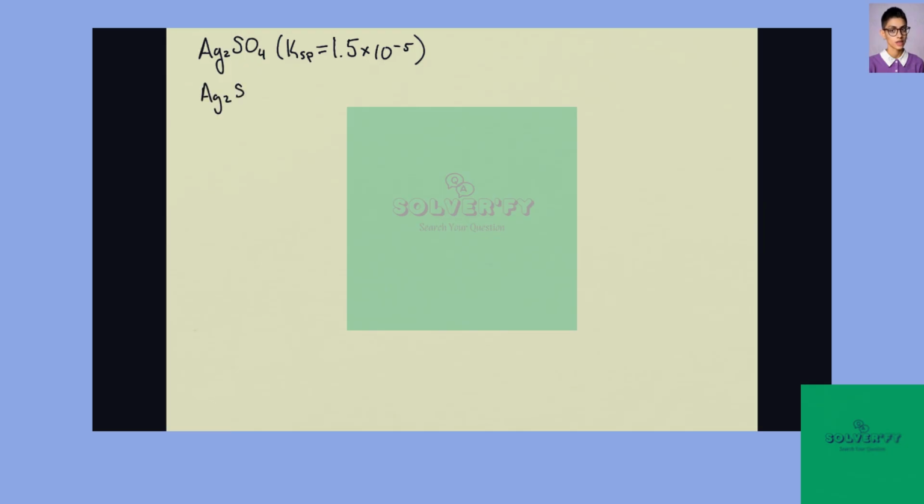So Ag2SO4 solid partially dissociates to 2Ag+ plus SO4 2-, each of these in the aqueous phase. So the Ksp expression is the concentration of Ag+ squared, because of this coefficient of 2, times the concentration of SO4 2-.